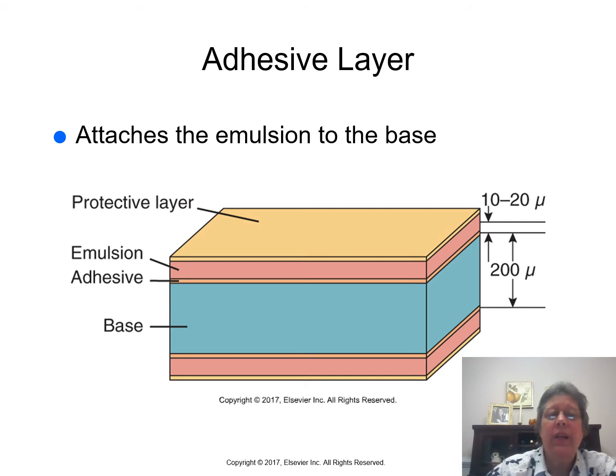Here we're just giving an example of the adhesive layer. We can see that the adhesive layer is this very thin line, and we said it is a glue-like substance that holds the emulsion to the base to keep it from sliding around. And we also have the emulsion on both sides, just like we do the protective layer.